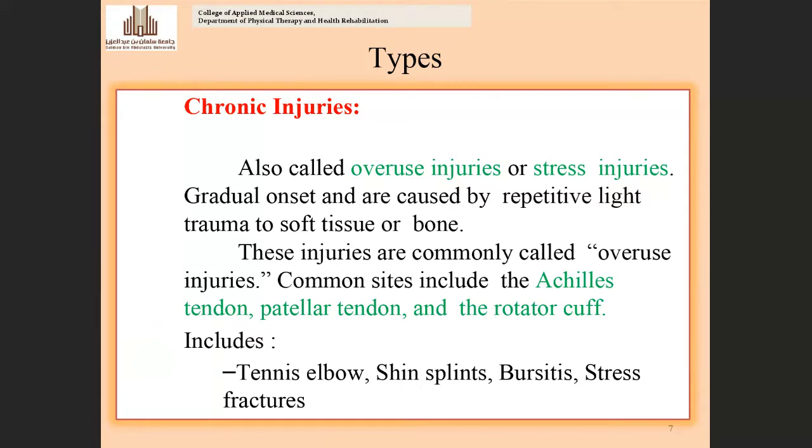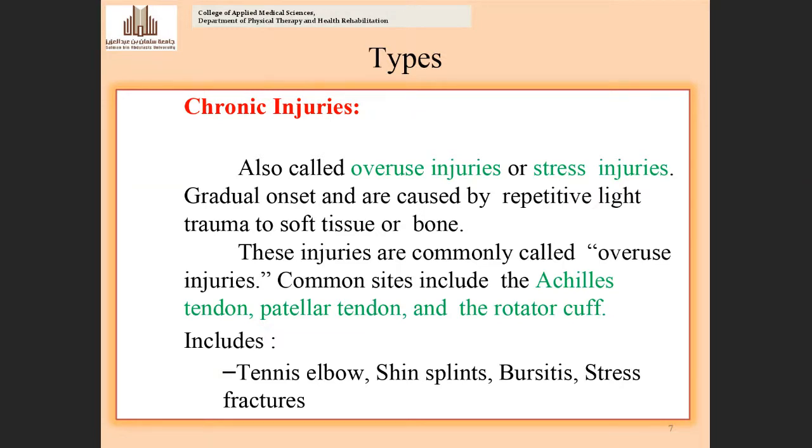So what is chronic injury? The chronic injury is also called overuse injury, or you can say stress injury. So the other name for the chronic injuries is overuse injuries or stress injuries. You just understand the difference between the acute and the chronic injuries. In chronic injuries, you have a long history of that particular problem, right? So that is known as overuse injury.